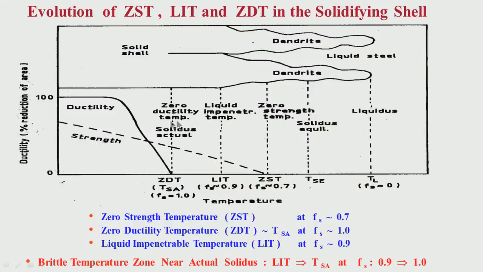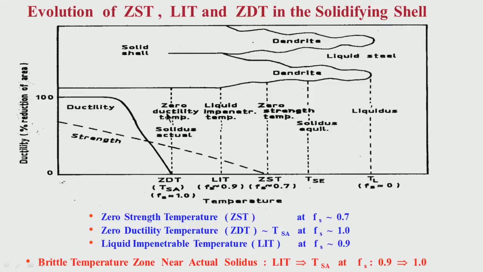Why? Because cracks, whatever is forming because of the brittleness, they are remaining in the cast product. So, there is no chance to heal it. Therefore, this particular temperature range, corresponding to the solid fraction of 0.9 to 1, around the actual solidus temperature, this area is called the high temperature brittle range or brittle temperature zone, because as you are coming down in temperature during solidification, there is no ductility here, no ductility beyond this temperature.